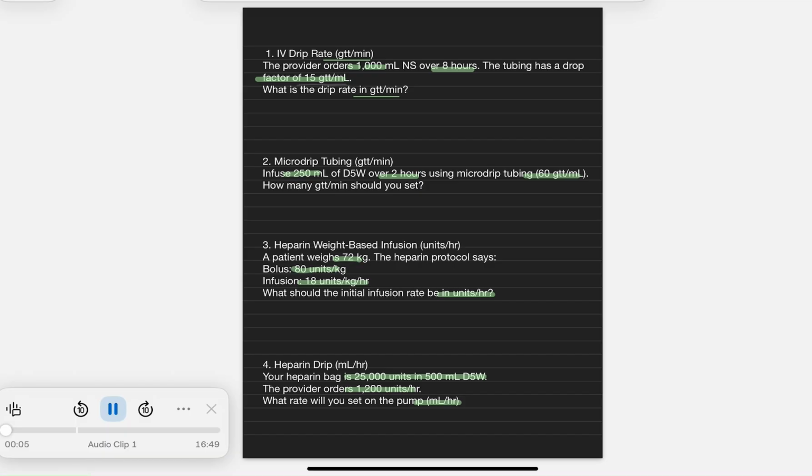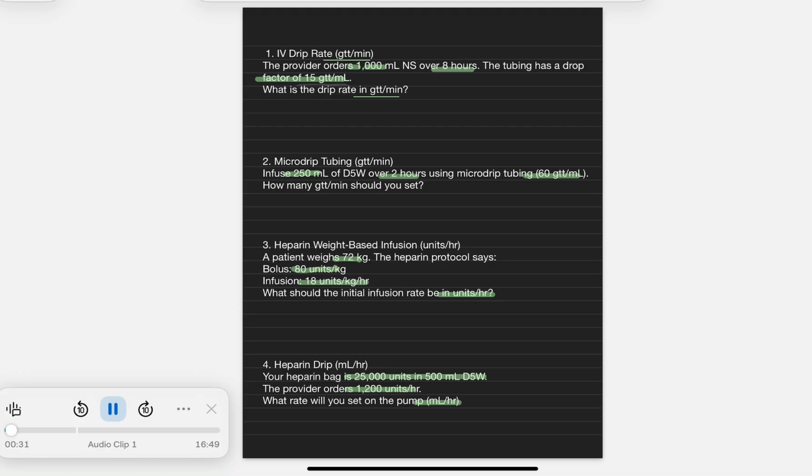Today is going to be a med math review. We're going to go over GTT per min, all of those drip rates. We have some units per hour, infusion rates, and some weight-based dosing as well. So let's go ahead and get right into it.